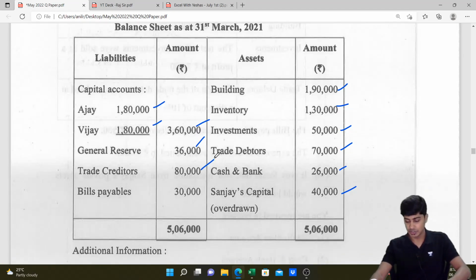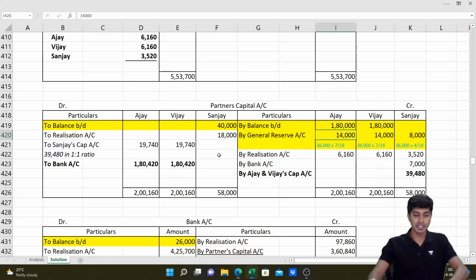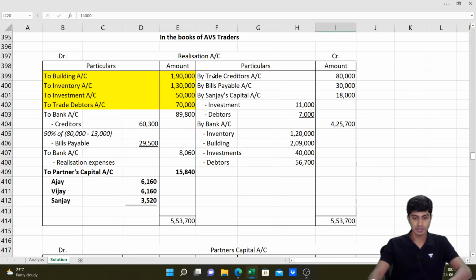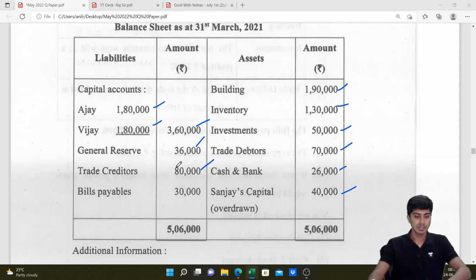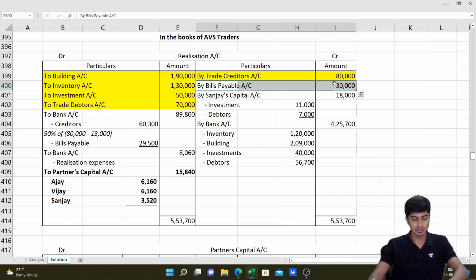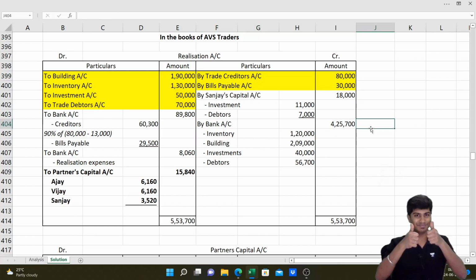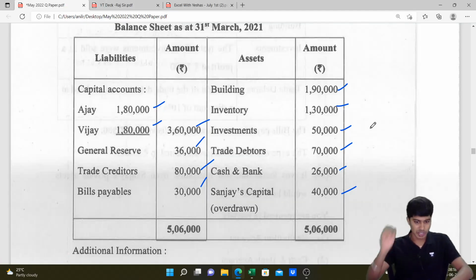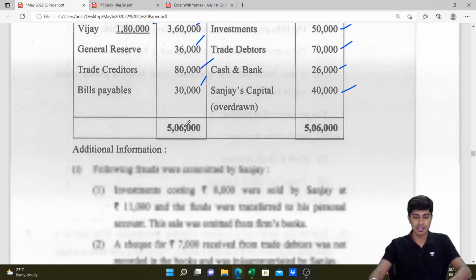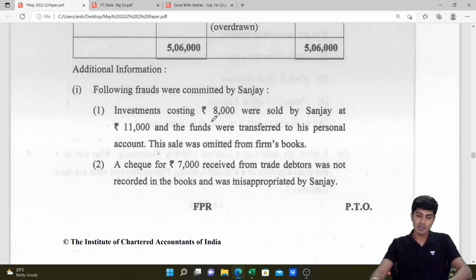Then trade creditors 80,000. This will appear in our realization account. Very good. Which side? Credit side. I'll write 'To trade creditors 80,000'. Then we have bills payable 30,000. 'To bills payable 30,000'. Understood? Very good. So by this the balance sheet is done completely. Let's read what's given below the balance sheet.